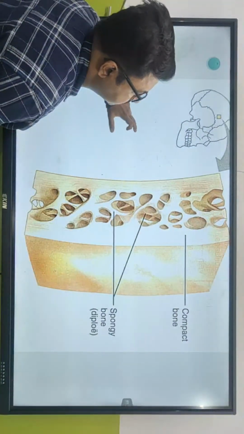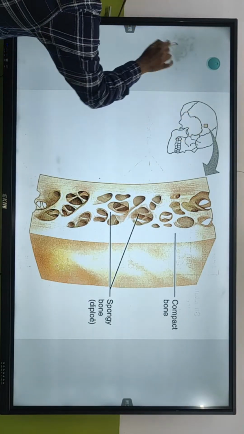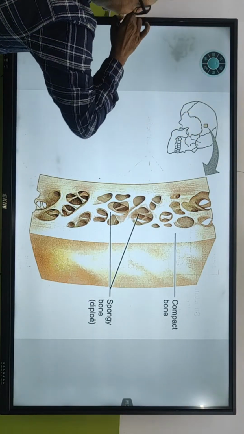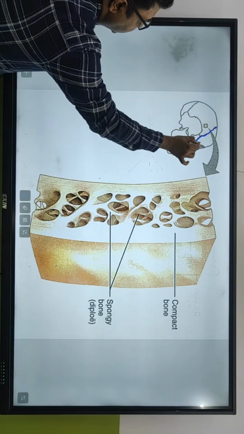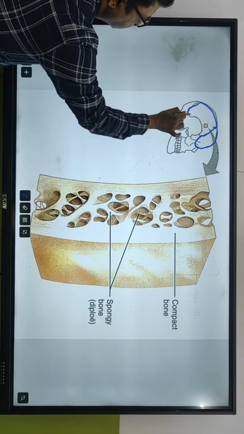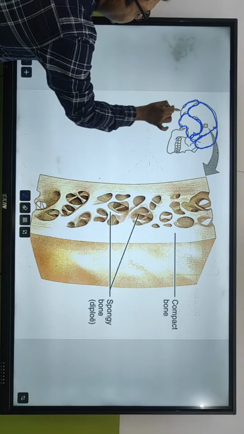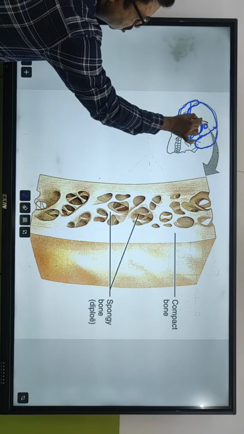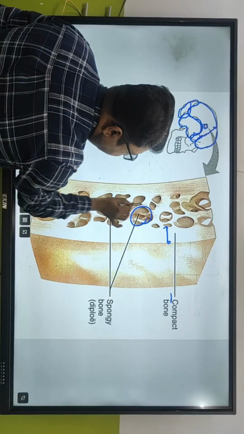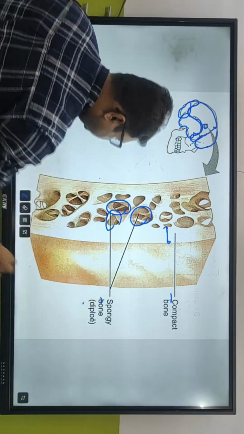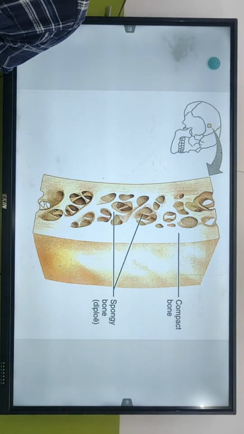Now, see, compact and spongy. This is the skull bone. In the skull we are going to study, there are 8 bones in the skull. What is the first bone? Frontal bone. This is parietal. What is this? Temporal. What is this? Occipital. Clear? So we are showing you a small portion of bone enlarged. This is compact bone. This portion is compact bone, and inside there is spongy bone. The other term for spongy is diploe. Clear?